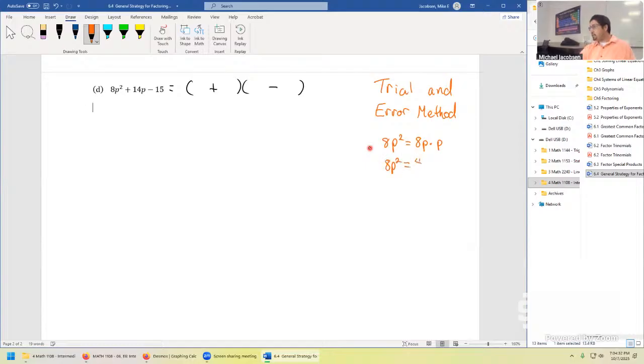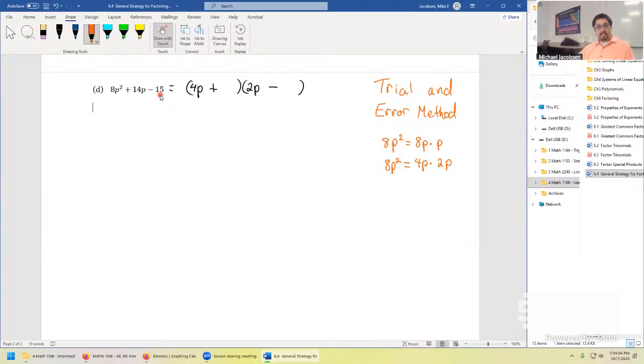8p squared could be rewritten as 4p times 2p. It kind of balances out the size of the factors here. And usually that's a good first initial guess for trial and error. So I'll try out a 4p and a 2p. It's not guaranteed to work, but that would be my first initial guess. Then we have to factor out 15.